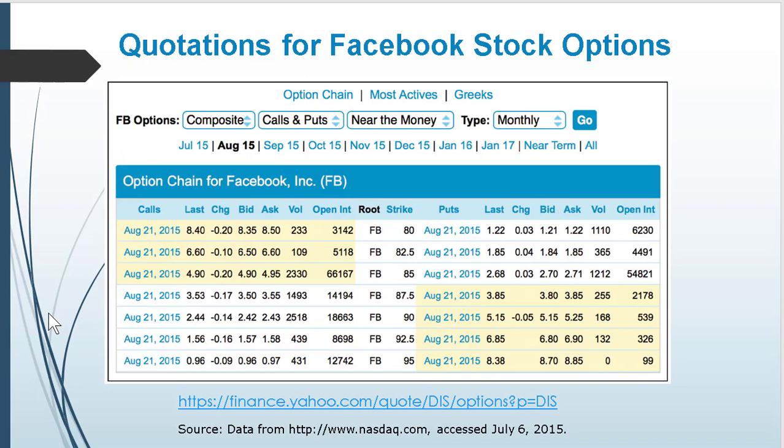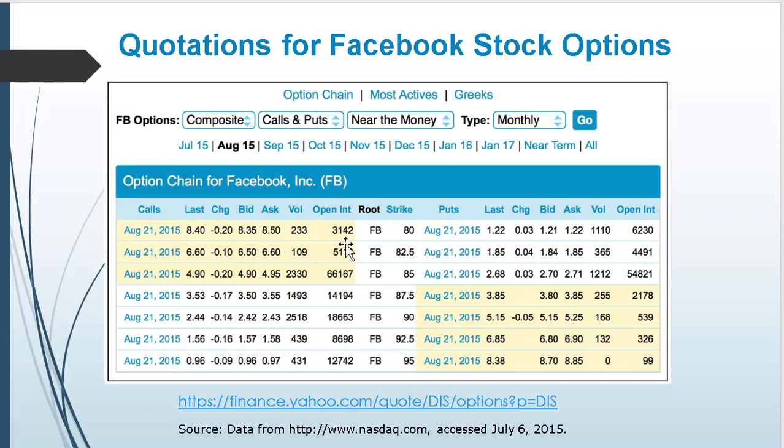So here's the option, and if you look, here are the dates. These are all calls, right? And the things that they have circled or highlighted: the last price, the premium price, was $8.40, right? There was a 20-cent change. Here's the bid and ask. There were 233 contracts traded. The open interest refers to how many contracts are available. So in this case, there are 3,142 call contracts.